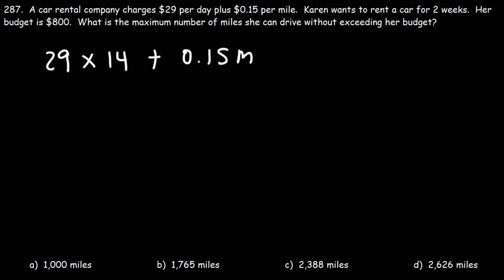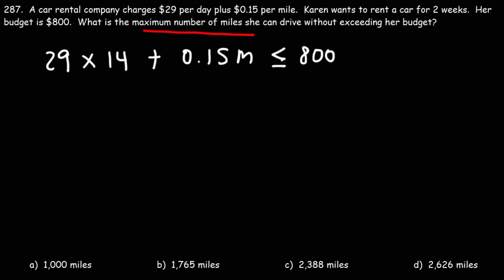And the total cost, we do not want it to exceed 800. It could be less than 800 or equal to, but not greater than. So that is the inequality that we can set up. That's how we can turn this problem into a mathematical statement. So now we've got to solve for M. What is the maximum number of miles that she can drive without exceeding her budget?